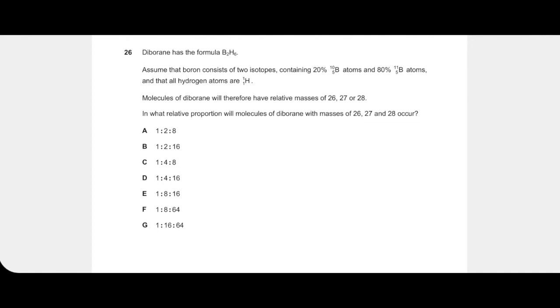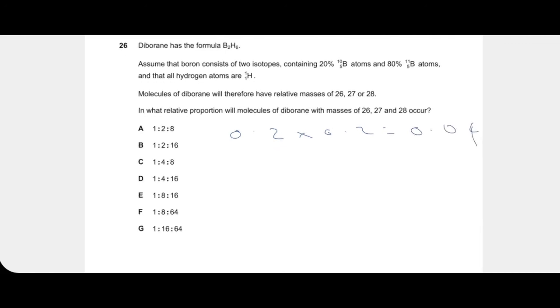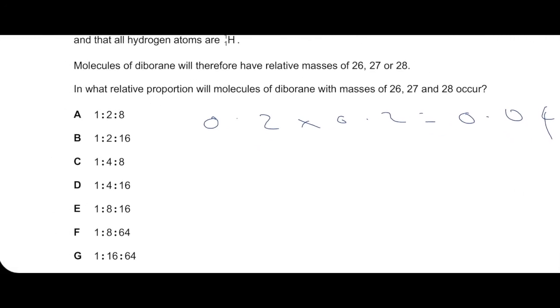So we want to work out first the probability of both borons being boron-10. So we're going to do 0.2 times 0.2, which is equal to 0.04. Now we're going to work out the probability that both of them are boron-11. So 0.8 times 0.8 is equal to 0.64.